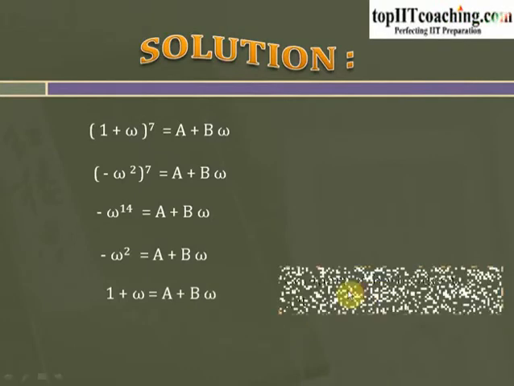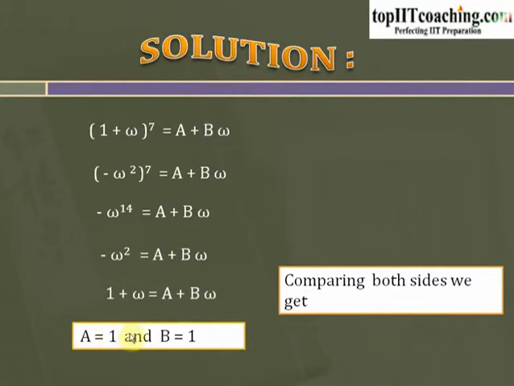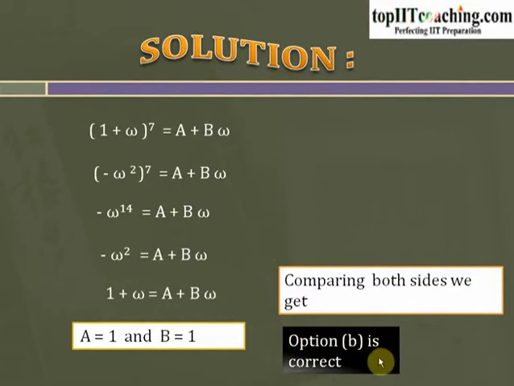Now comparing both sides of the equation, what do we get? We get the value of a equal to 1 and the value of b also equal to 1. And so we can say that option number B is correct. Simply using the concepts of cube roots of unity, we solved this IIT problem.